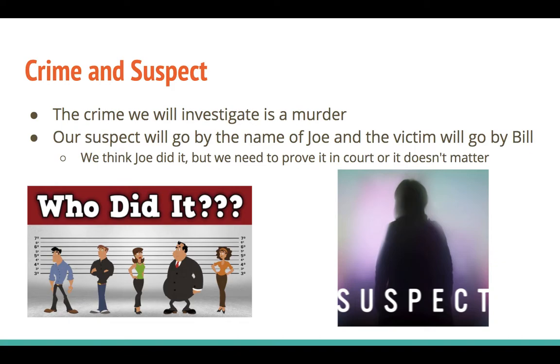So let's go into our crime investigation. So our crime and our suspect. The crime we will investigate is a murder, and in this murder, our suspect will go by the name of Joe, and the victim will go by Bill. Okay, so Joe and Bill. So we think that Joe did it, but we need to prove it in court or it doesn't matter. Okay, so that's the key part. If we do not prove that Joe is the one that committed that murder, it does not matter at all. Okay, we need to prove it.